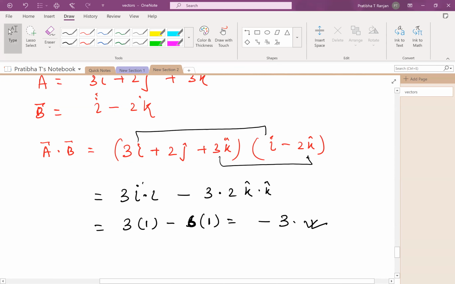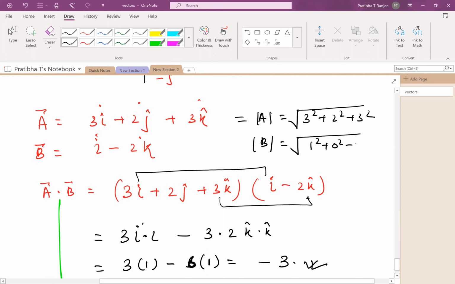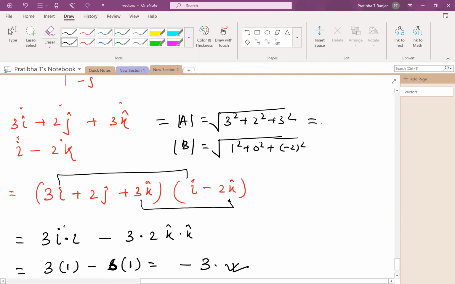And now suppose you have to find the angle between them. We know this a dot b value is magnitude of a, magnitude of b times cos theta, equal to negative 3, right? So here magnitude of a is what? Isn't it root of 3 square plus 2 square plus 3 square? And magnitude of b is root of 1 square plus 0 square plus minus 2 square, right? You understand this one?